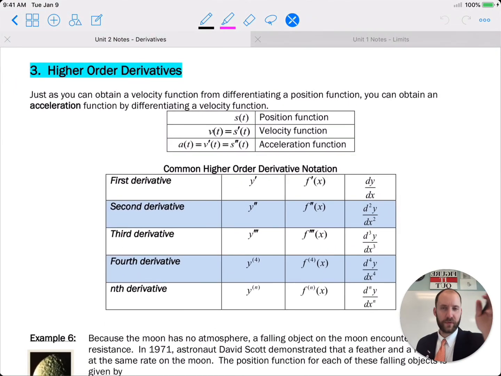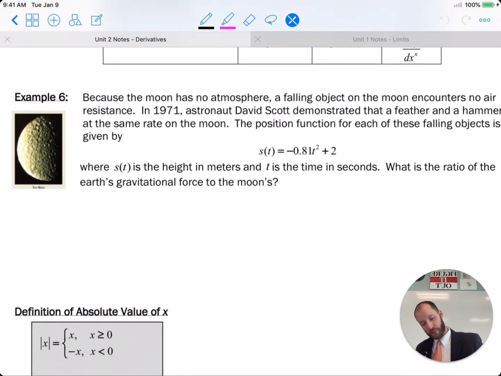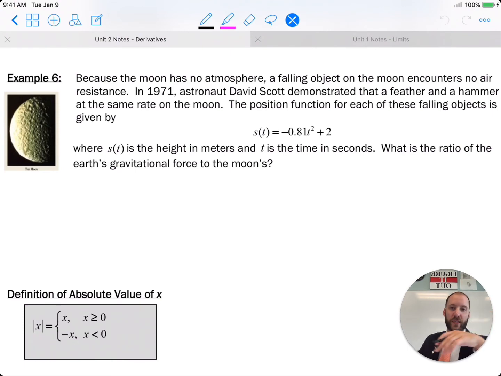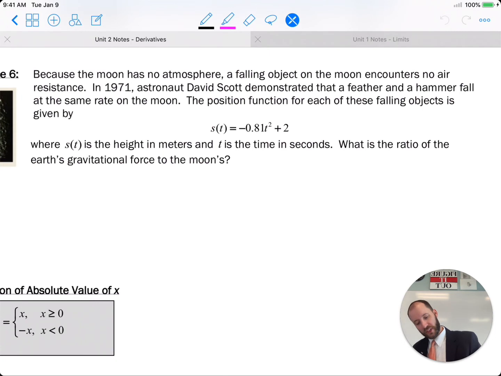Higher order derivatives, just kind of linking the first derivative is velocity, second derivative is acceleration, and so on. So some physics applications. The moon has no atmosphere, there's no air resistance. The position of an object falling on the moon can be represented there. And then what is the ratio of the Earth's gravitational force to the moon? Remember, gravity is due to acceleration.